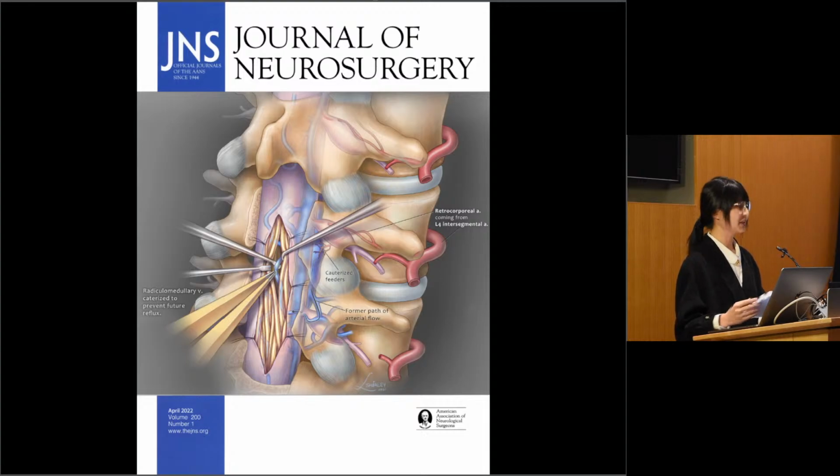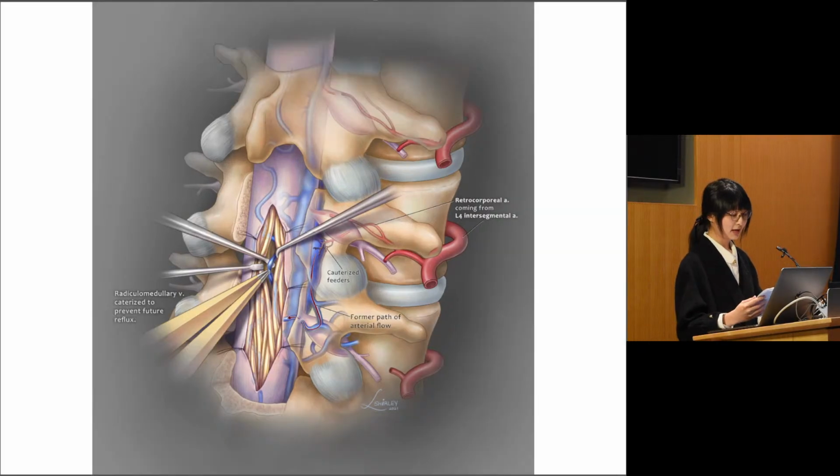This piece is formatted for general cover. I used transparency to communicate the relationship of structures at different levels and to highlight the extradural and intradural components. An arrow is used to indicate the former pathway of arterial blood in the venous system prior to cauterization.